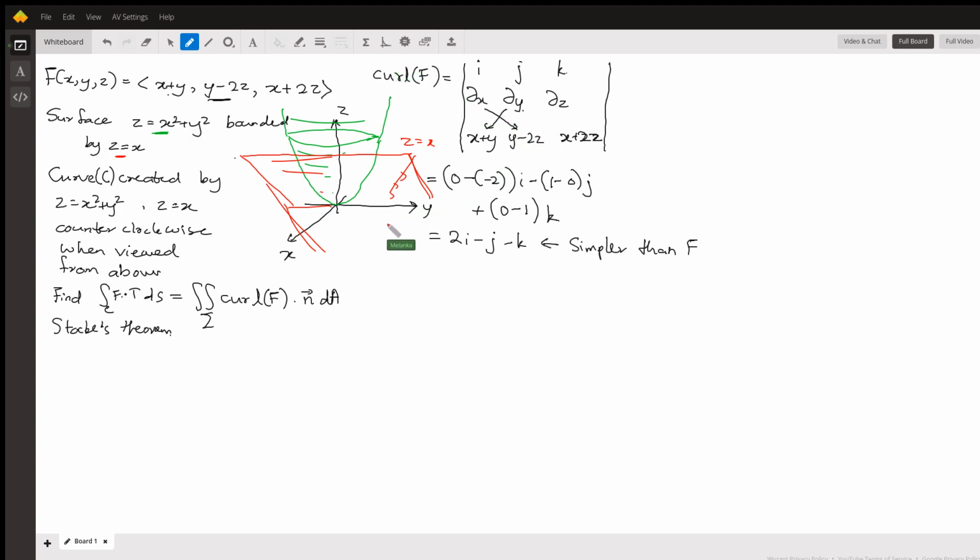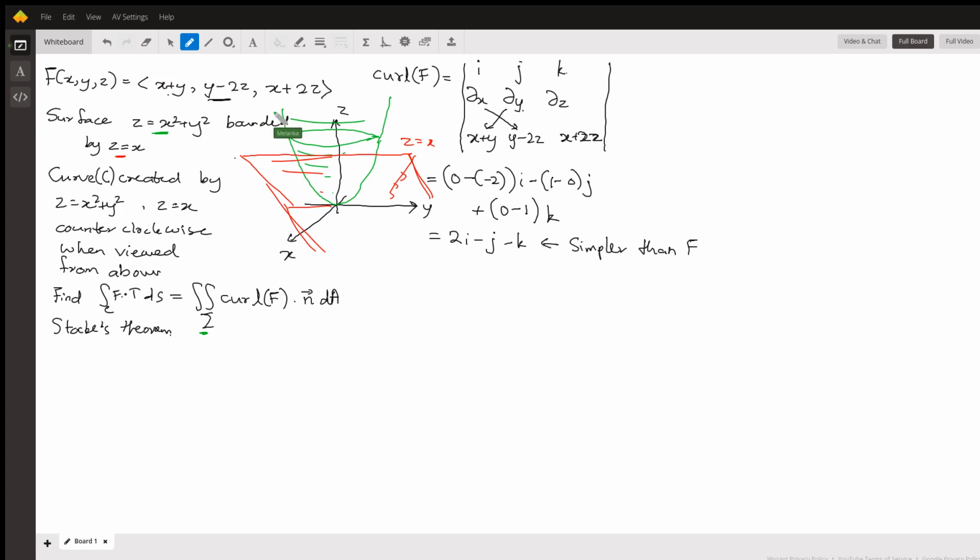So, let's work this out. This sigma will be this cup-like shape, but it will be bounded by this red plane, right? So we will need to find a parameterization for this. Okay, so let us find how the parameterization would work.